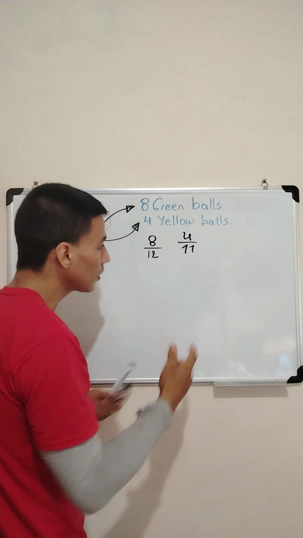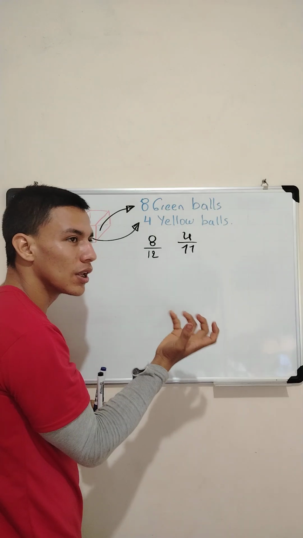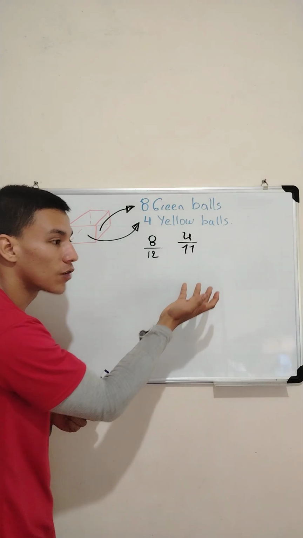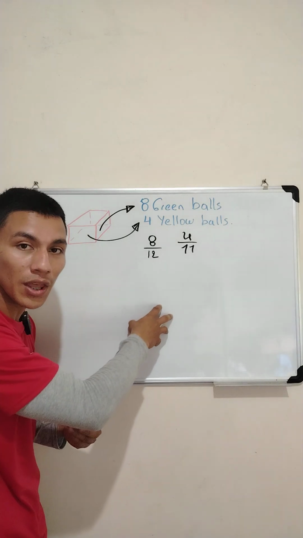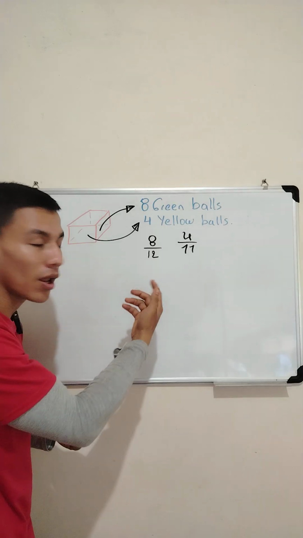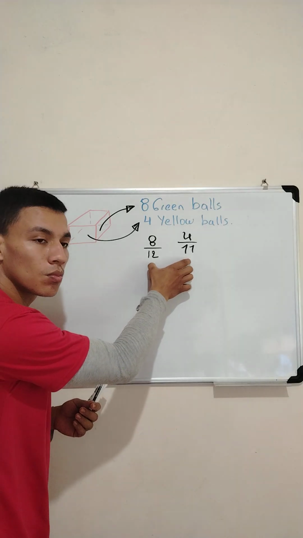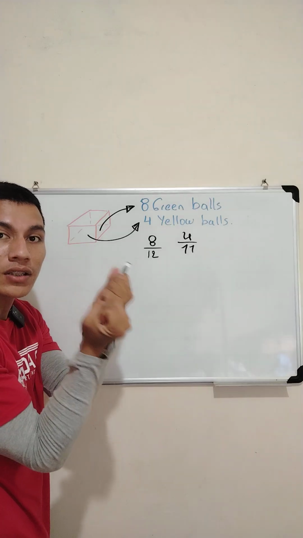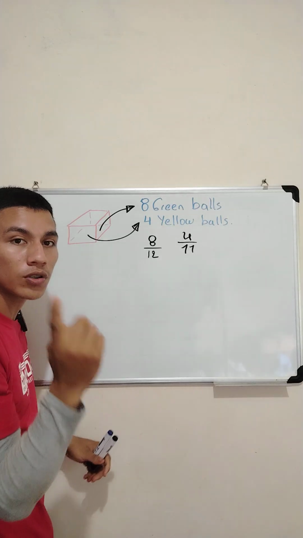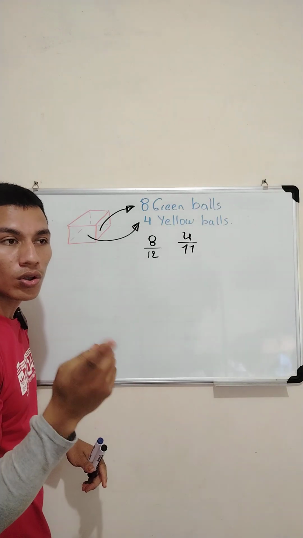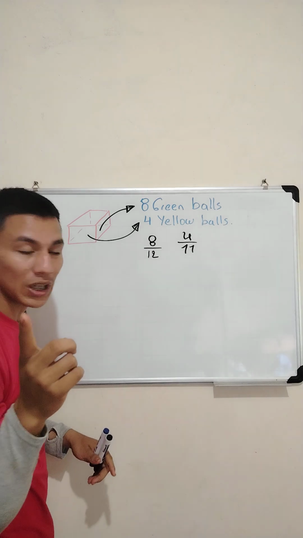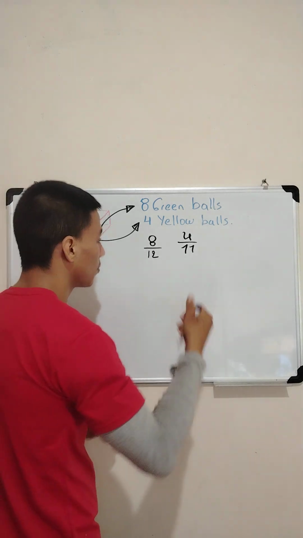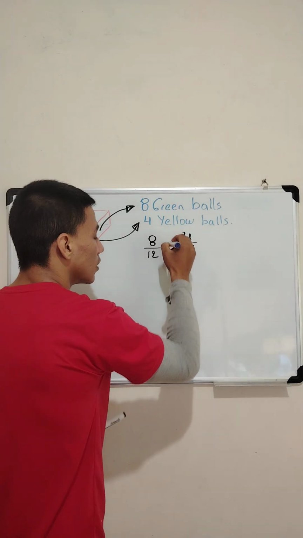So, what do you think we must do with these two fractions? We must multiply them. Why do we multiply these two fractions? Because it's a probability of events that happen simultaneously. That is the multiplication rule of probability. That's the rule. So we must multiply these two.